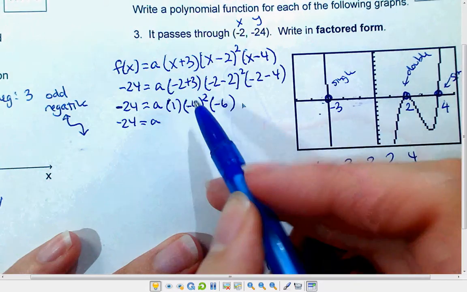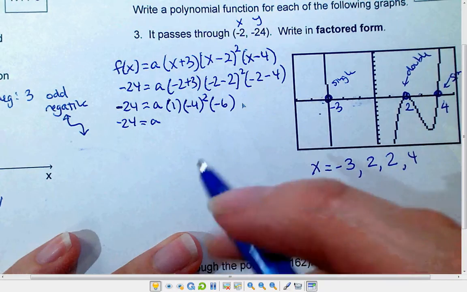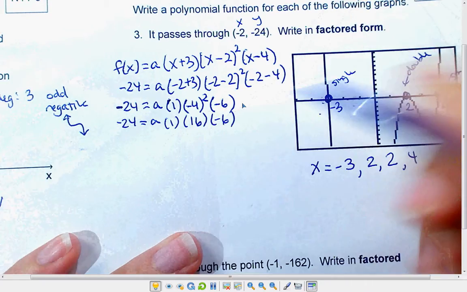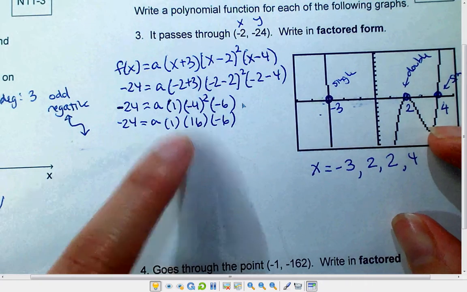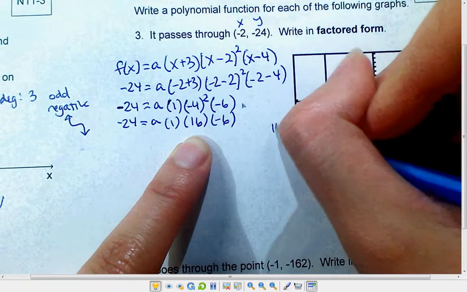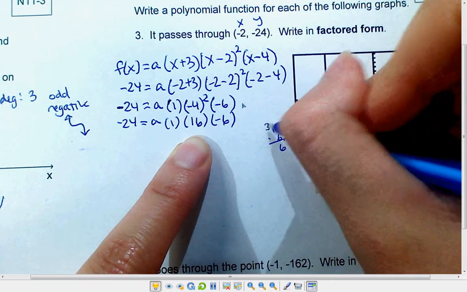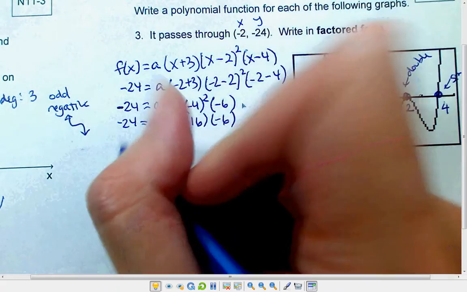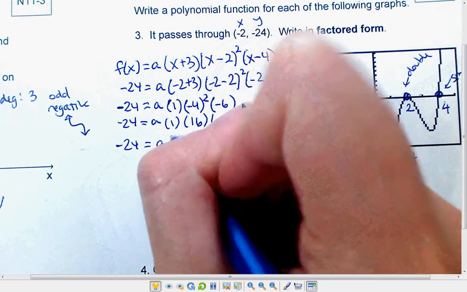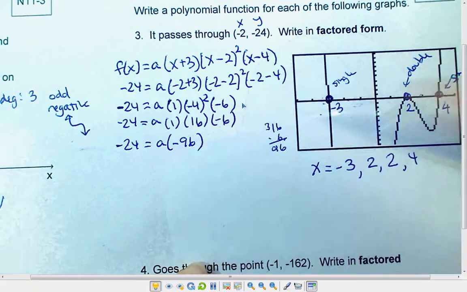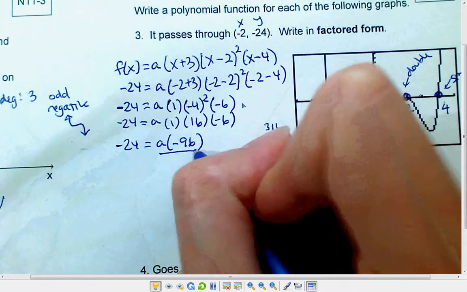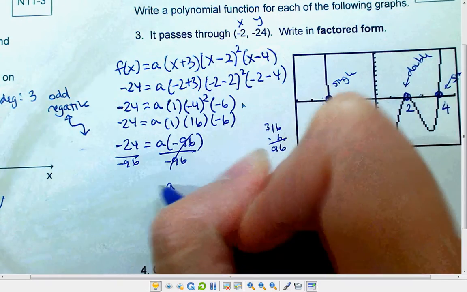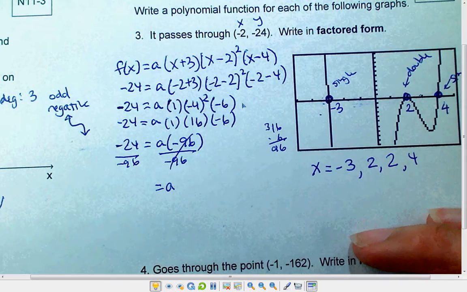So I'm going to first square my -4. -4 times -4 gives me a +16. And now I'm going to have to multiply these together. So 1 times 16 gives me 16. 16 times 6 is going to give me 96, and because it's a negative, it's going to become negative. So I have -24 equals a times -96. And again, to get a by itself, I'm going to divide by -96, and I get a equals -24 over -96.